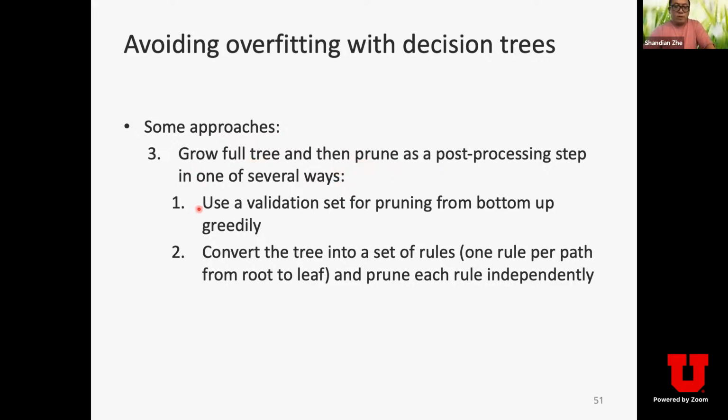Usually you use a validation set for pruning from bottom to up with another greedy heuristic, or you can convert the full tree into a set of rules. You mentioned that every path from the root node to a leaf node forms a prediction rule, so you can decide which rule you're going to cut and throw out. Those are basically three commonly used strategies to control your tree size.